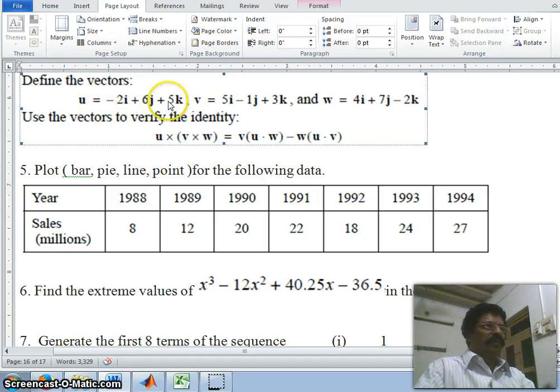Define the vectors u, v, and w. Now we have to identify whether these two are correct. This one is the cross product and this one is the dot product. Therefore, first you should know what a cross product and a dot product are.